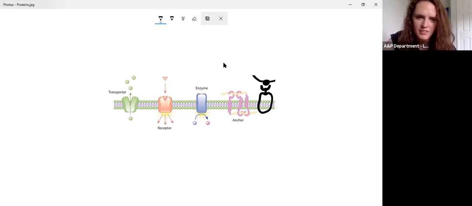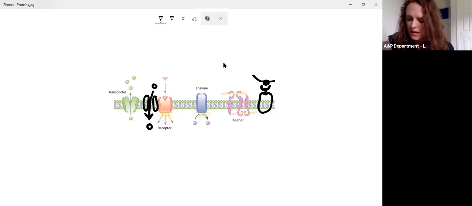Channels is just kind of like it says, instead of having the protein do the work, it just creates this hole where the solute can just pass through freely. Okay, so channels don't require any energy or anything. They're just a hole to pass through if needed. Okay, so anchoring proteins is Velcro.